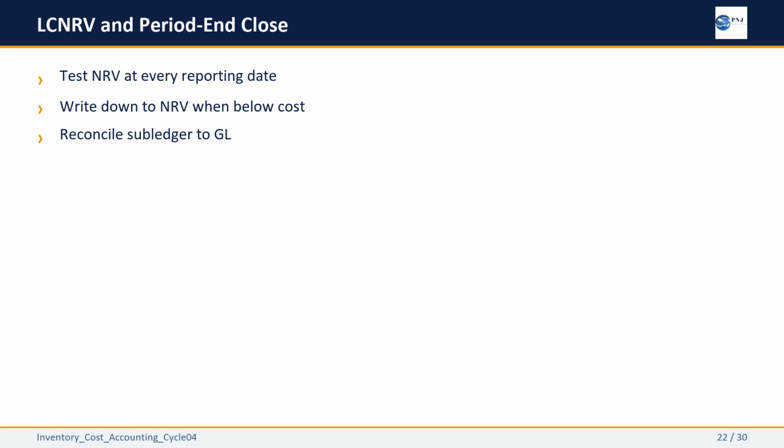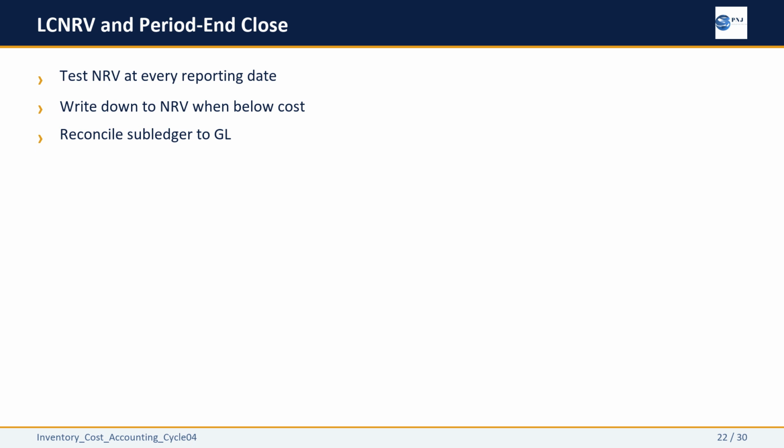Inventory must never be carried above net realizable value, selling price less completion and selling costs. Lower of cost or net realizable value, LCNRV, is tested at every reporting date, not just year-end, and when NRV falls below cost you write down immediately. Under GAAP, that sets a new floor with no recovery. Under IFRS, an allowance permits reversal.